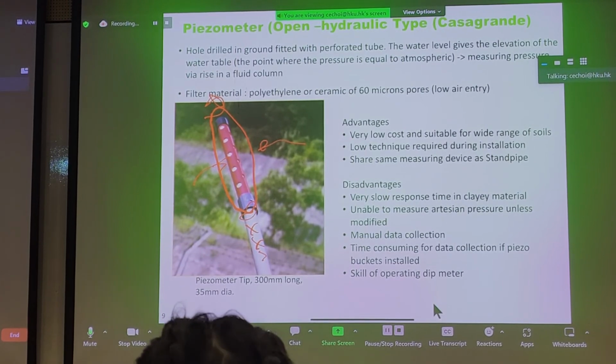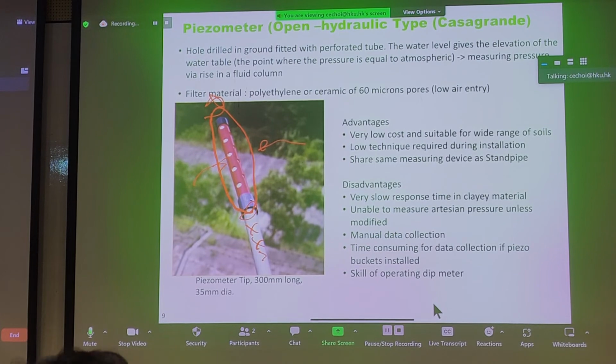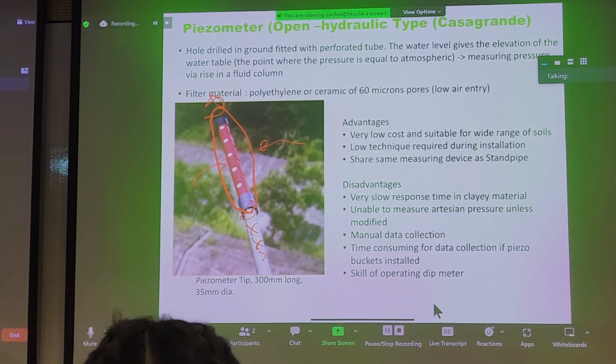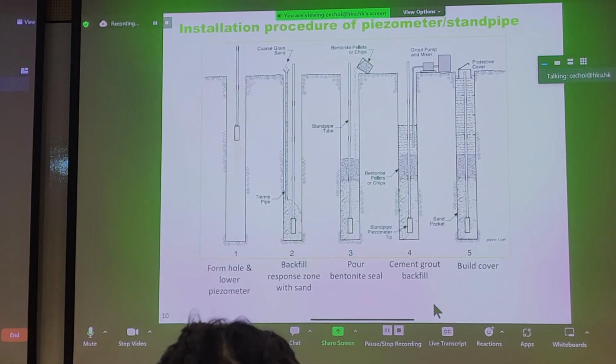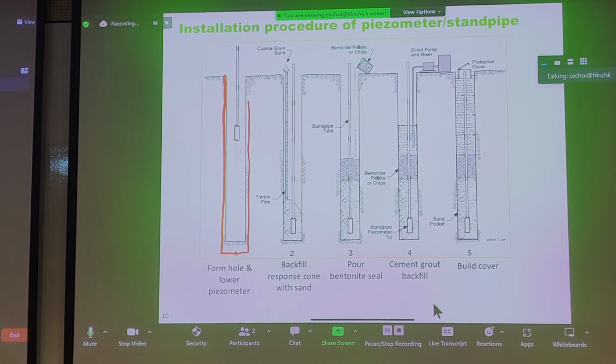So this is how a Casagrande or open hydraulic type piezometer looks like. These are just other names for this particular device. And the typical installation procedure would be, you have to drill a borehole here. And as I mentioned, drilling boreholes can be expensive, so it's common to install both a standpipe and a piezometer in the same hole. We would lower our instrument in whatever pipe we like, lower a tremie pipe to the bottom of the hole, and then you drop in some grout.